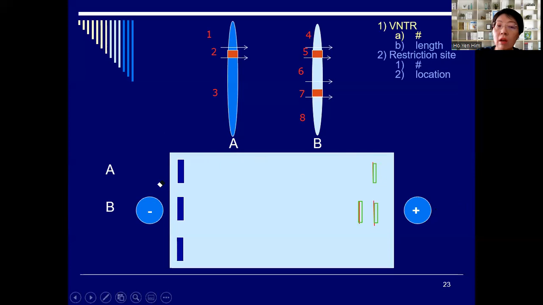So now do you see that for chromosome A and B, they got different banding pattern because of different number of VNTR.